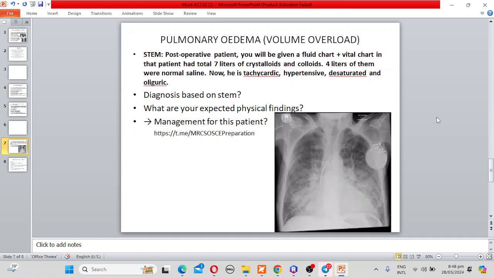Read out the stem loudly, please. Okay. Post-operative patient, you will be given a fluid chart and vital chart. The patient had a total of 7 liters of crystalloids and colloids. 4 liters of them were normal saline. He is tachycardic, hypertensive, desaturated, and oliguric.